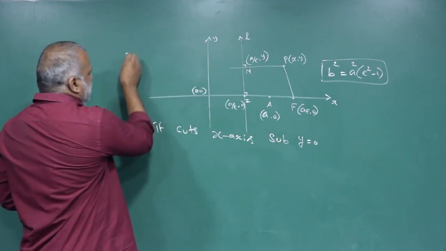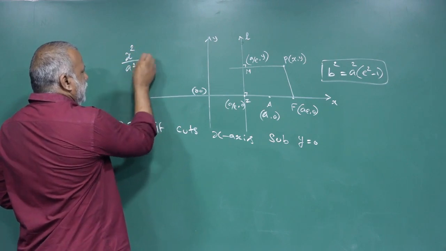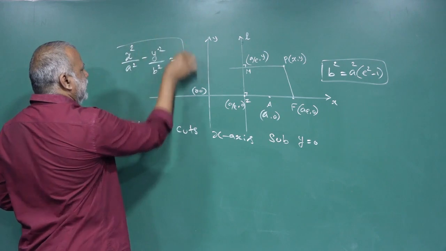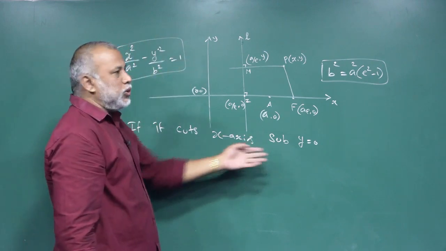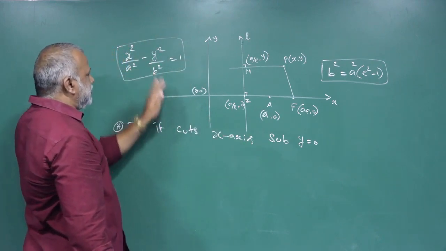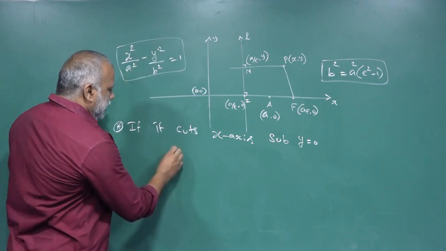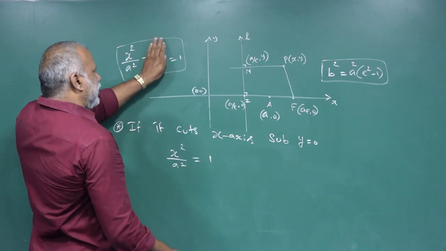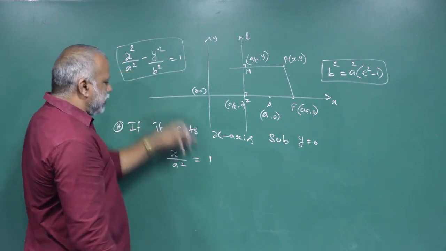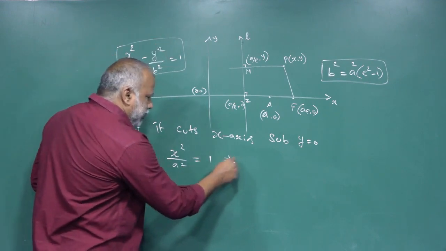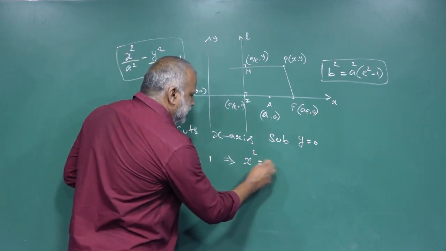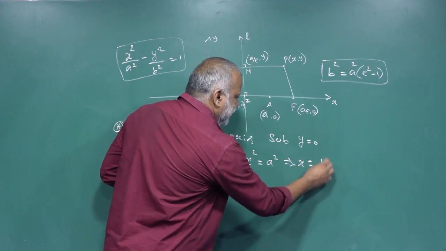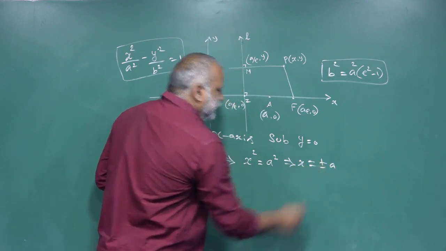Now, what is the standard equation? x squared by a squared minus y squared by b squared equal to 1. This is the standard equation. Now here substitute y equal to 0. Then what will happen here? If y equal to 0, the remaining is x squared by a squared equal to 1. Cross multiplying, I get x squared equal to a squared. From this, x equal to plus or minus a.